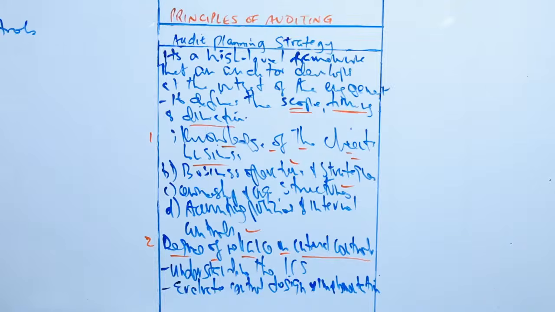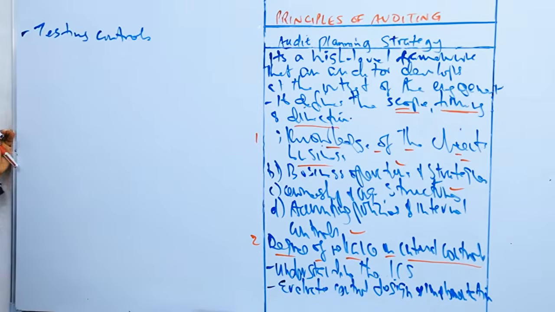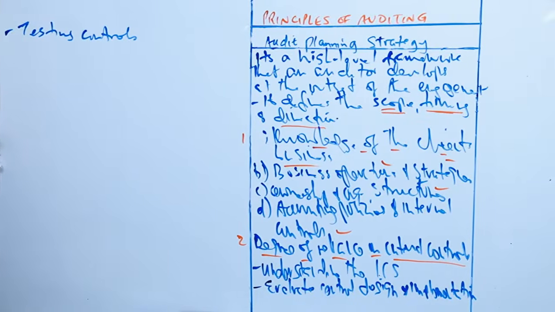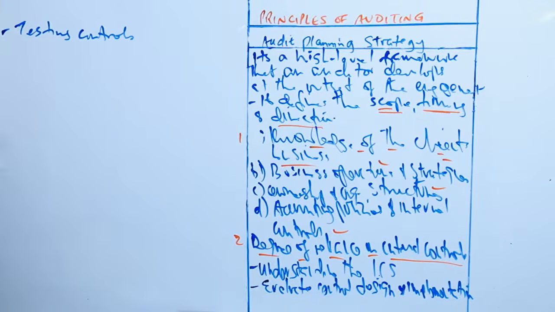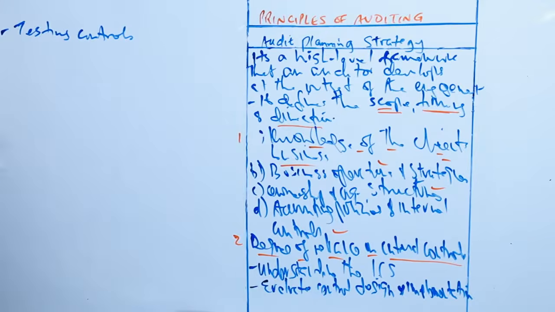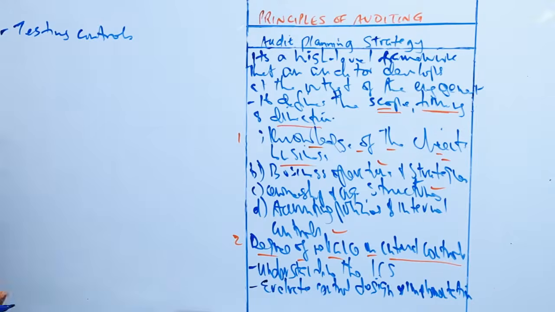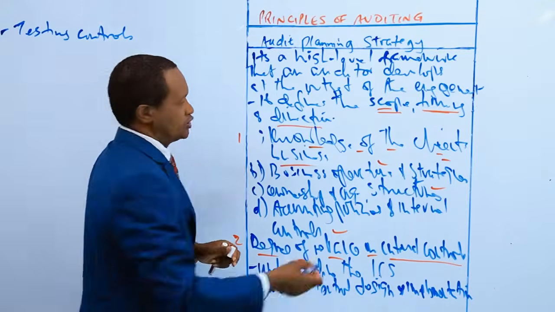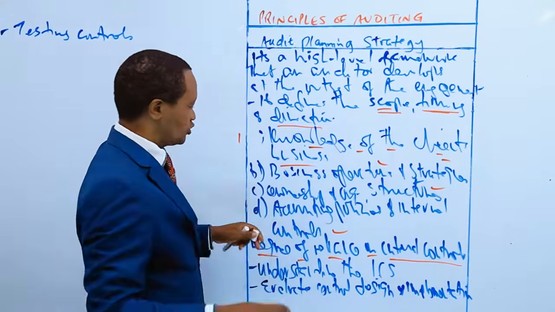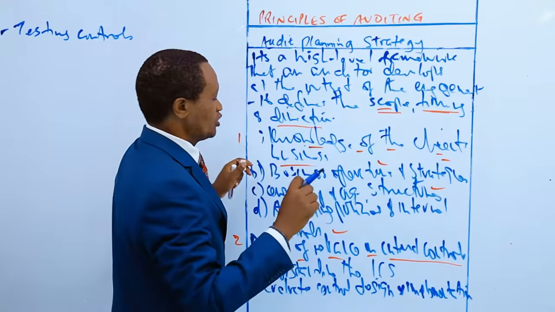Testing the controls. If the auditor intends to rely on the effectiveness of internal controls to reduce substantive testing, the auditor must perform tests of controls to verify that the controls are operating effectively throughout the period. You understand? So there are times when the auditor may want to rely on internal controls.